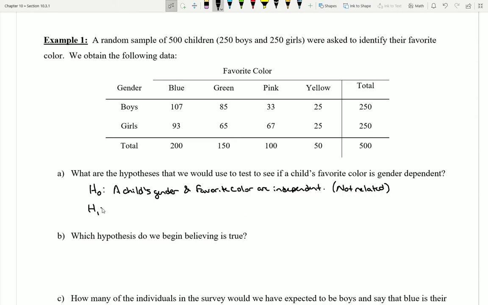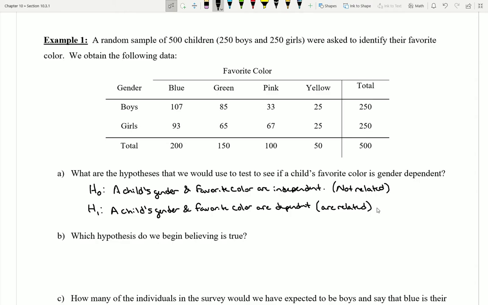Well, if I compare this to an alternative hypothesis that would say a child's gender and favorite color are dependent, what I'm really saying here is that these variables are related. So this is what I'm maybe trying to decide. Are these two variables related or are they not?